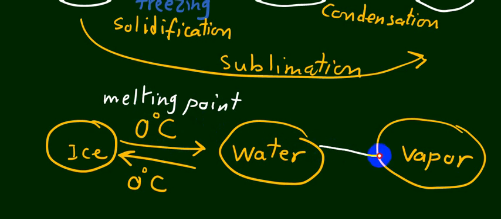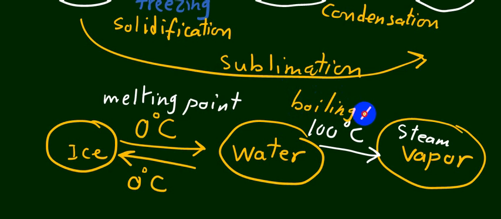Water can change into steam or water vapor at 100 degrees Celsius, and this is called the boiling point. So the boiling point of water is 100 degrees Celsius, where water changes into steam, and the melting point or fusion point is 0. So here are the three states of water.